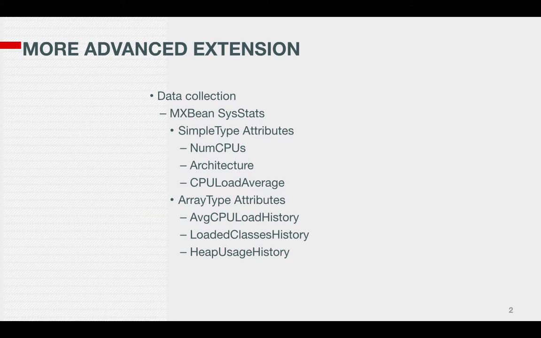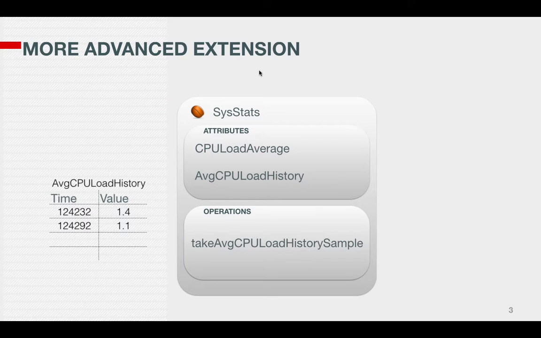You can retrieve monitoring data using JMX, DMS or use your own custom monitoring data collector. In this demo I will use an MXBean. The MXBean has some simple type attributes containing a single value and array type attributes. These array type attributes will contain multiple samples of the same single value. The MXBean has, besides attributes, also some operations. These operations take a sample from a simple type attribute and add this value to the corresponding array type attribute.